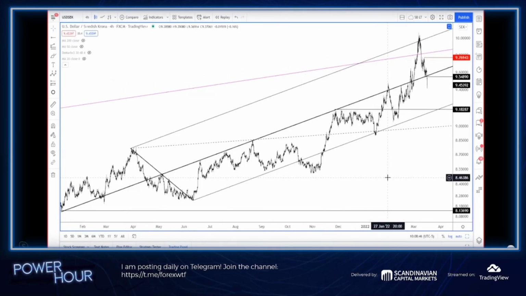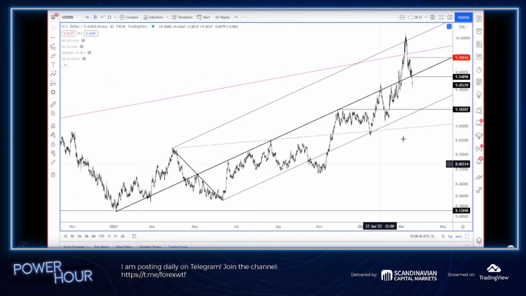And then your big level to pay attention to on the downside is going to be this lower parallel, which is pretty much in line with these former highs here. And that's really when it all comes together, when you have what we call a parallel support or resistance on an angle along with a horizontal level, former highs and former lows.